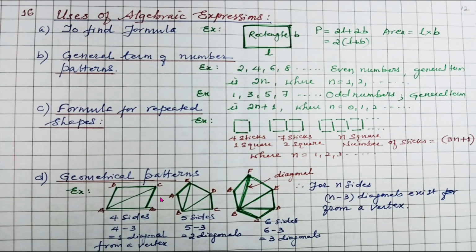n minus 3, 4 sides, 4 minus 3, 1 diagonal. 5 sides, 5 minus 3, 2 diagonals. 6 sides, 6 minus 3, that is 3 diagonals. So that is how we can write the various geometrical patterns to find out the number of diagonals, and so on. So that is how we can use algebraic expressions for different purposes.